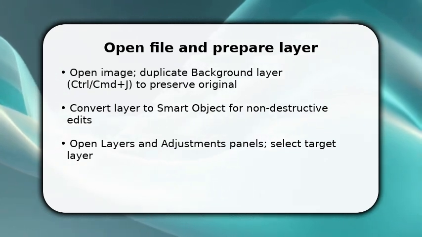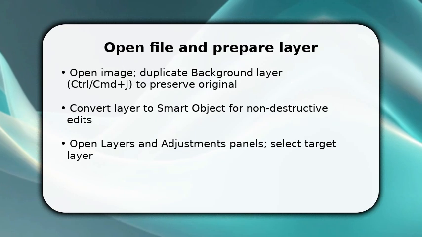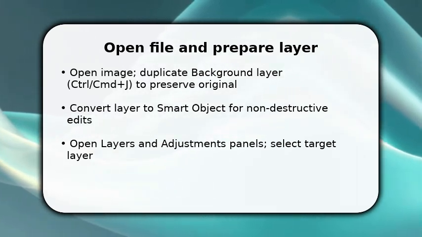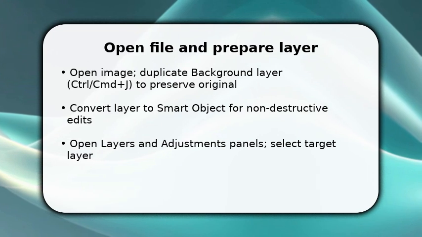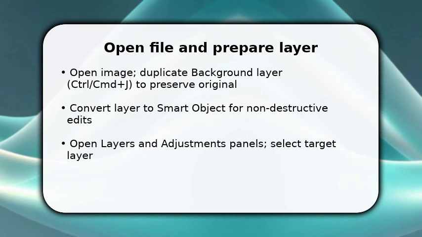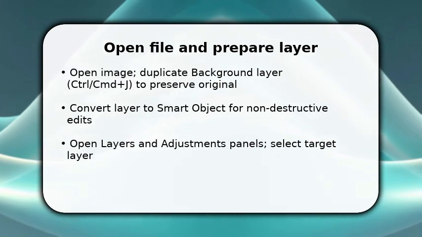You'll use them immediately. Now add a levels or curves adjustment layer. Start with levels for speed. This first actionable step sets a non-destructive workflow and gives you full control over contrast without damaging the source pixels.